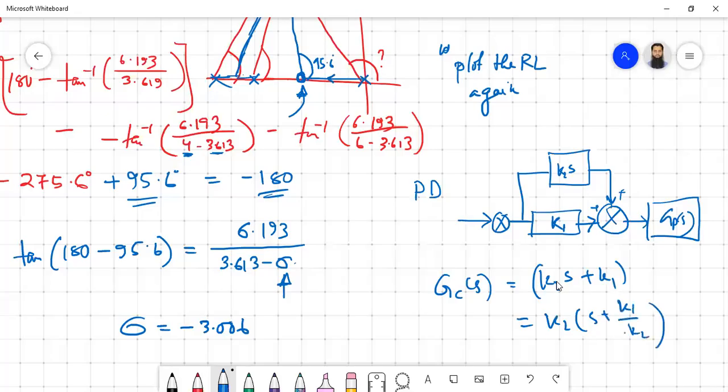Bottom line is the same: change the values of K1 and K2 to find out the location at 3.006. Okay, so this is how you actually have to do the design and implementation of your PD controller to achieve one third of the previous settling time.